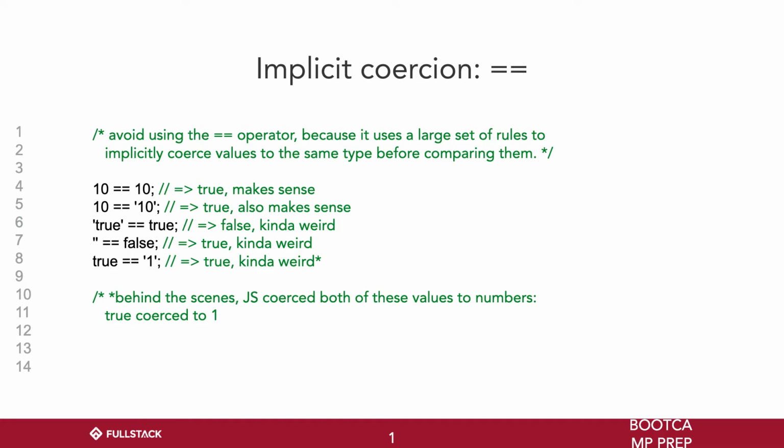Behind the scenes, in this last one, JavaScript coerced both of these values to numbers. True coerced into 1. Because if you think about it, true and false is really just 1 and 0. So there you have it. This is why the double equal operator is really not supposed to be used ever. Like, don't use it ever. Okay? I mean, don't use it.